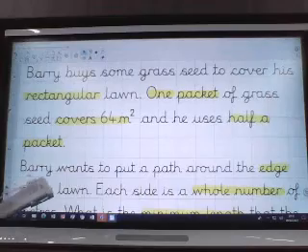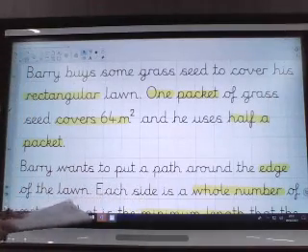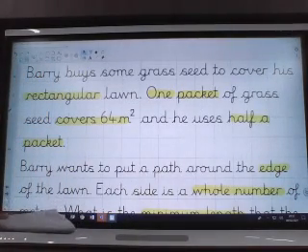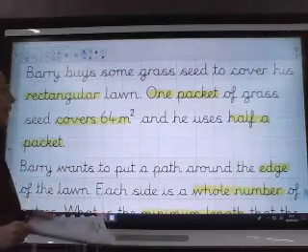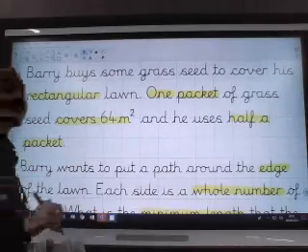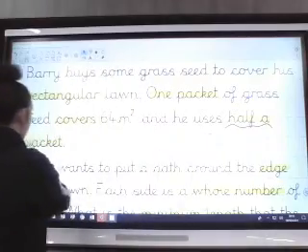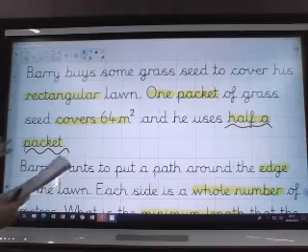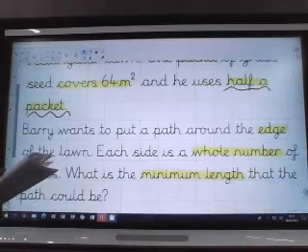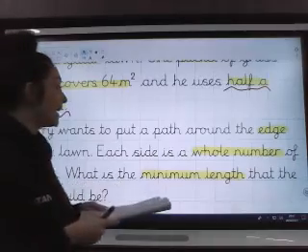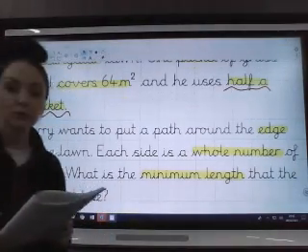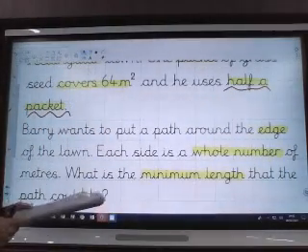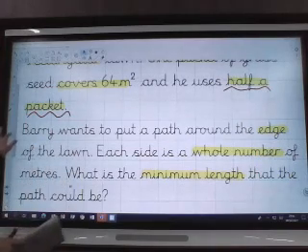Question 2 then says, Barry buys some grass seed to cover his rectangular lawn. One packet of grass seed covers 64 metres squared, and he uses half a packet. This is important information. I've highlighted all of the key vocabulary. So it says, Barry wants to put a path around the edge of the lawn. Each side is a whole number of meters. So that just means we haven't got any decimals. Okay. What is the minimum length that the path could be?